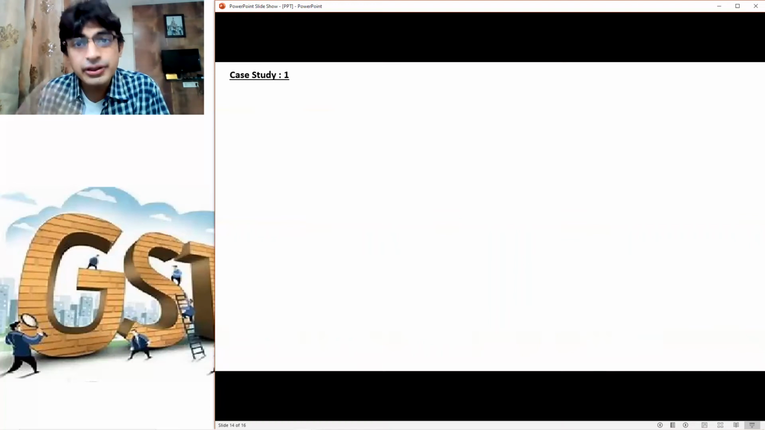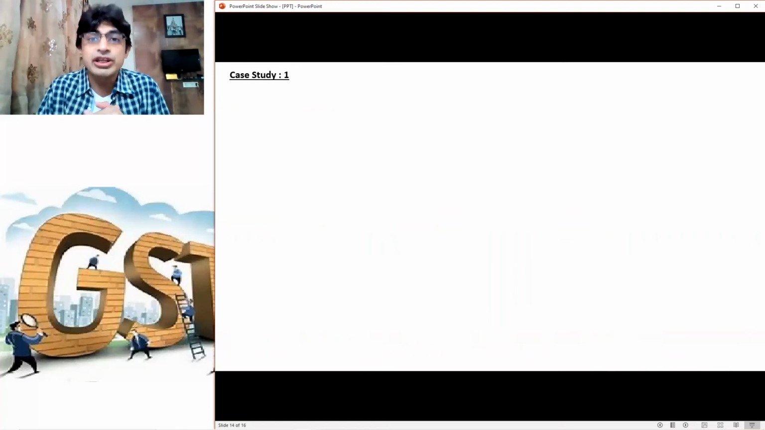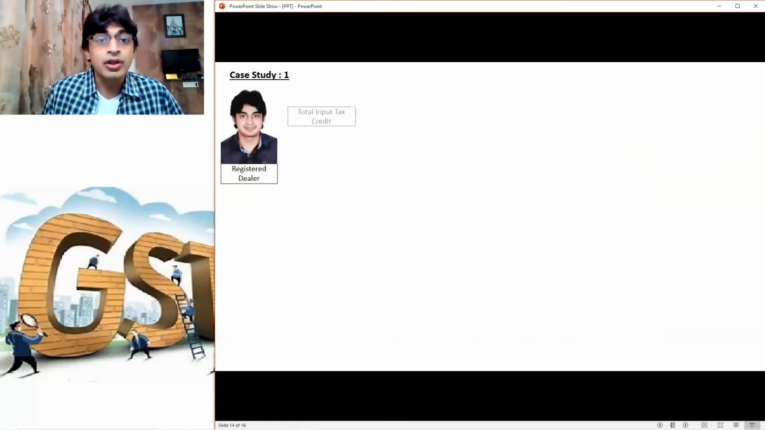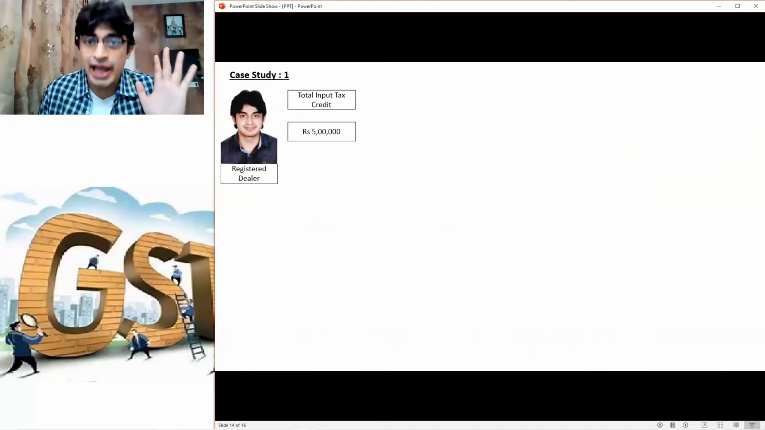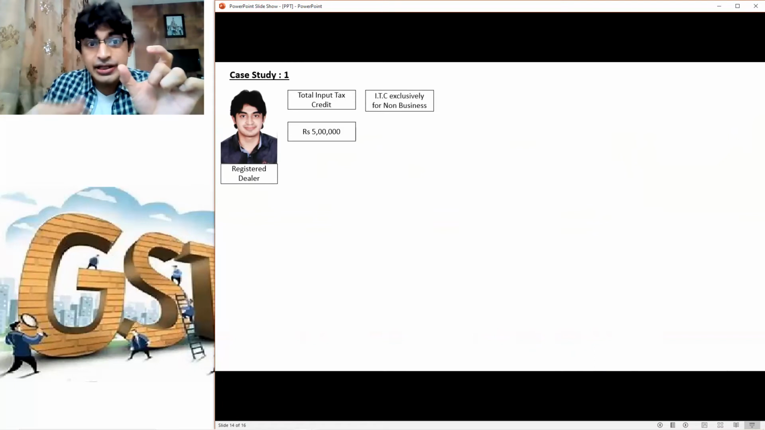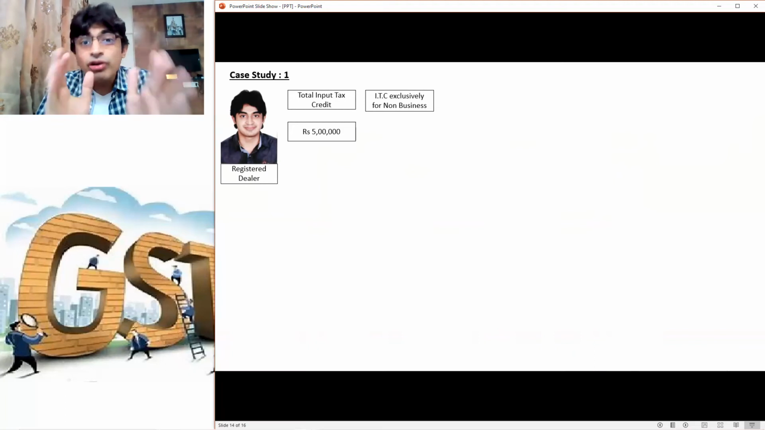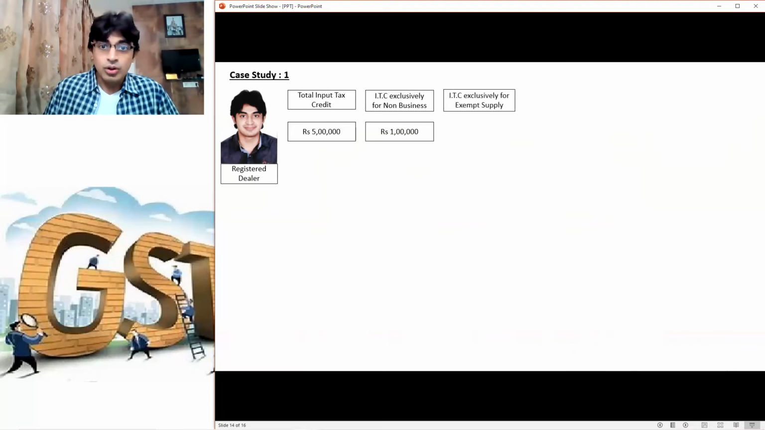Okay, now comes part 3. You have understood 17.2, 17.1. Let us do 2 case studies, then you will understand this rule 42. Most important. See this. Suppose I am a registered dealer. This is T. Total ITC is say 5 lakh rupees. T1, exclusively: out of 5 lakh, some ITC was exclusively used for non-business purpose, say rupees 1 lakh.